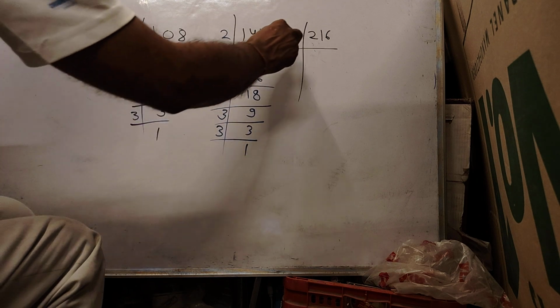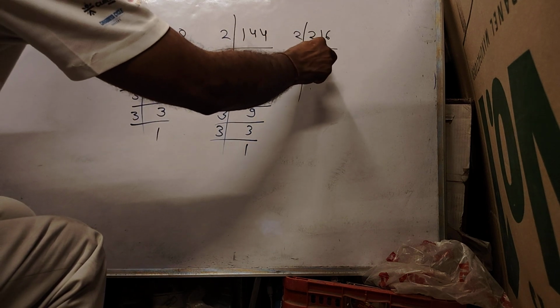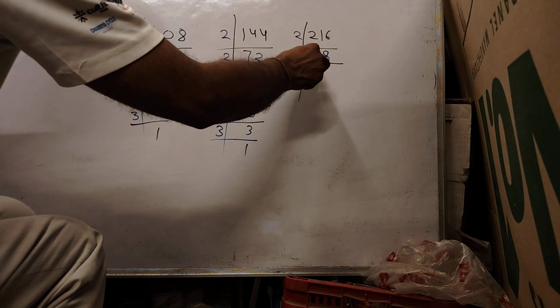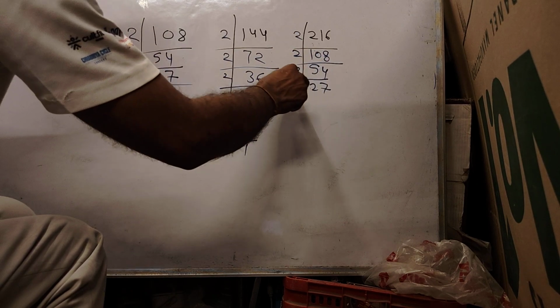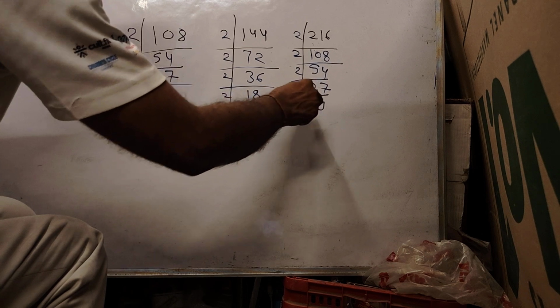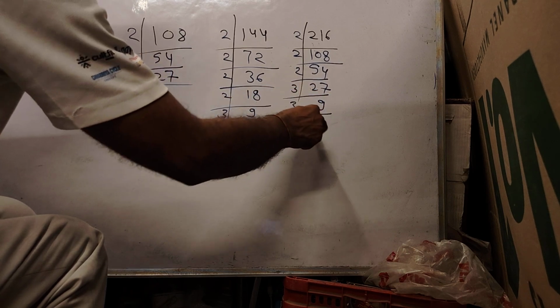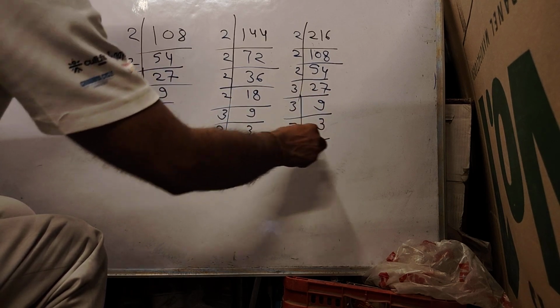Come to 216. Again divide by 2, 108 times. Again divide by 2, 54 times. Divide by 2, 27 times. Divide by 3, 9 times. Divide by 3, 3 times, and divide by 3, one time.